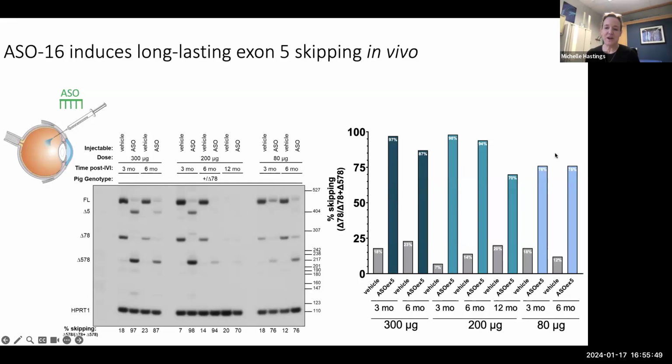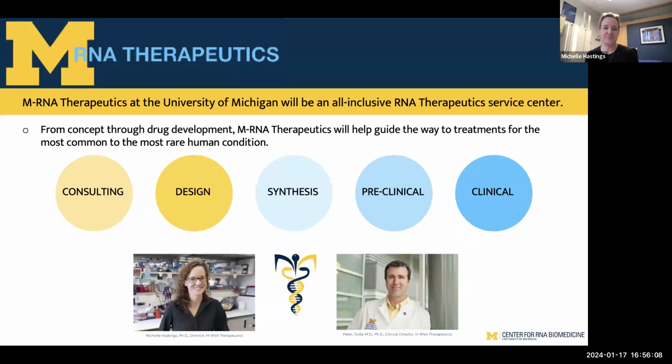Out to 6 months, we're having really good skipping retained. And when we use 200 micrograms out to 12 months after a single injection, we're still getting 70% skipping. So we're really excited about this pig model and hope to share more with you about the visual rescue in the pigs very soon.